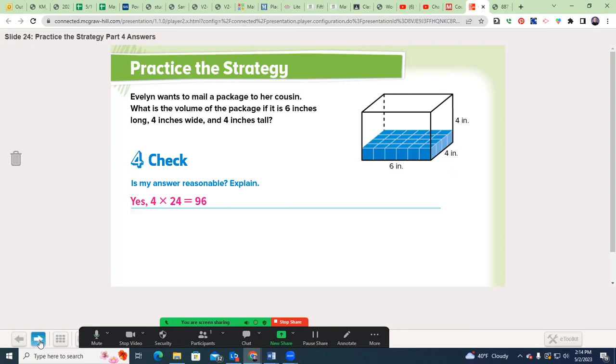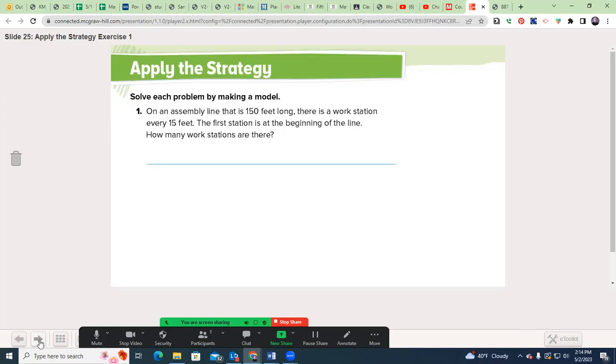We're going to try one. Apply the strategy. Page 975. An assembly line is 150 feet long, and there's a workstation every 15 feet. The first workstation is at the beginning of the line. How many workstations are there? You could make a model, possibly with a number line. If you do, you'll find out there are 11 stations. You have one at 0, a second at 15, a third at 30, a fourth at 45, until you get to 150 feet, which is the 11th one.